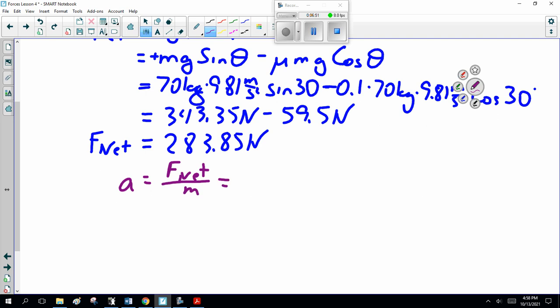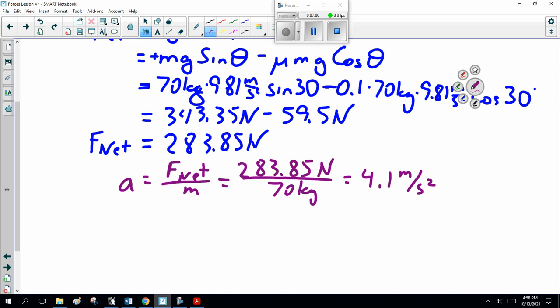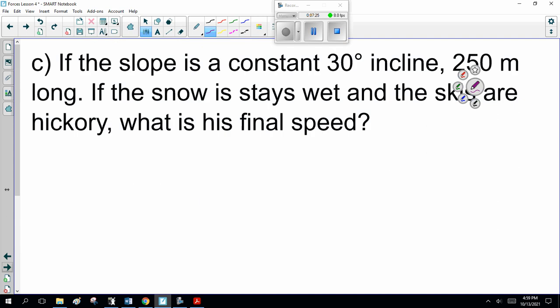So, net force is 283.85 newtons divided by his 70 kilograms. That's only 4.1. Only 4.1, but that's still noticeably less. Okay. Now, we've done a lot of these. Sorry, I'm just going to pause for a sec, make sure you got it. And of course, I'm going too fast, pause the recording. But I want to get through this video.